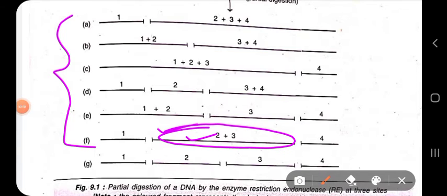For example, let's say this region is our desired DNA fragment that we get. Further, this fragment is isolated and then cloned in suitable vectors. So in this way, partial digestion is carried out.